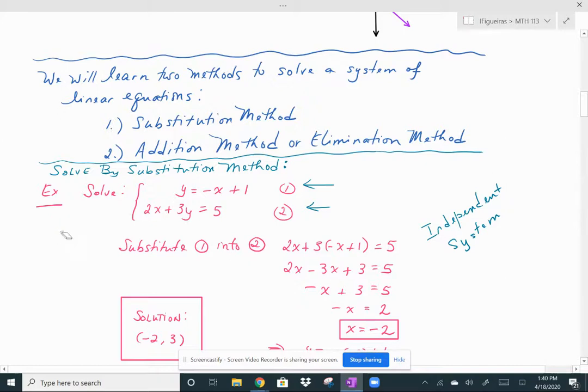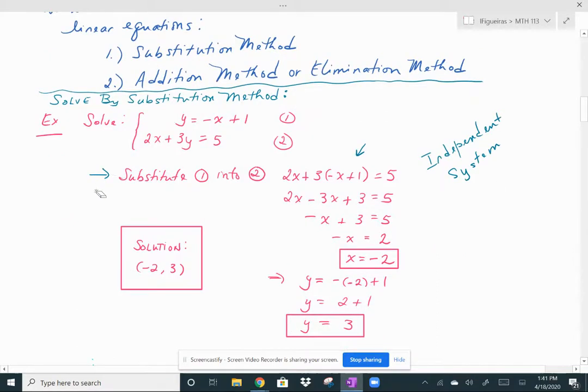So by substitution, it means that you are substituting one equation into another. So because equation 1 is in slope-intercept form, it's easy for me to substitute equation 1 into equation 2, which means replace the y in equation 2 with negative x plus 1. That's what you see right here. Once you make that substitution, you have one equation with only one variable, and your goal is to solve for that variable, which is x here.